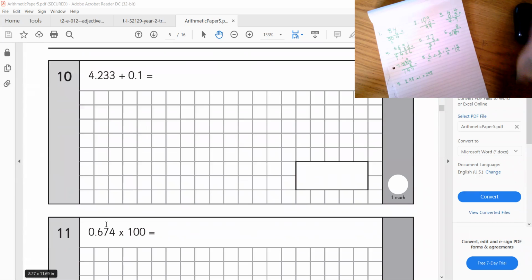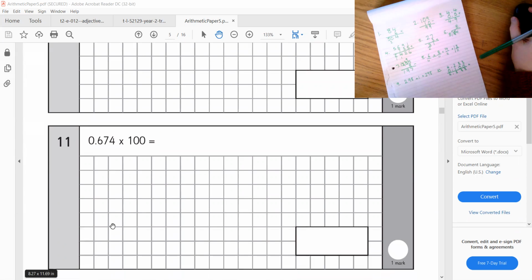Question number 10. This is looking to make sure that we understand our place value holders. So I've got 4.233 and I'm adding 0.1. There's my decimal point, 0.1, and then I still need to fill in these place value holders, so I'm going to fill them in with my zeros, and then I can add these together, put my decimal point on there, so then that should be 3, 3, 2 add 1 is 3, 4 add nothing is 4.